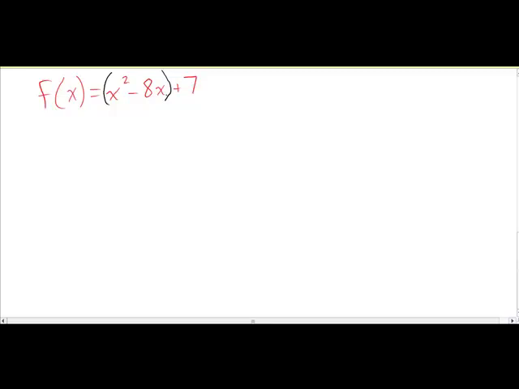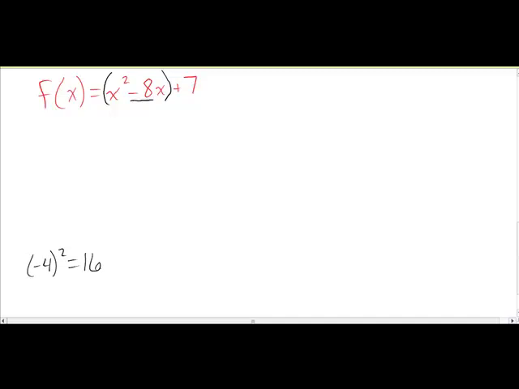But how would I complete the square? If you go back a couple of videos, remember what I would do is take half of this number, square it, and add it. Well, what is half of negative 8? Half of negative 8 is negative 4, and if I take negative 4 squared, I get 16.